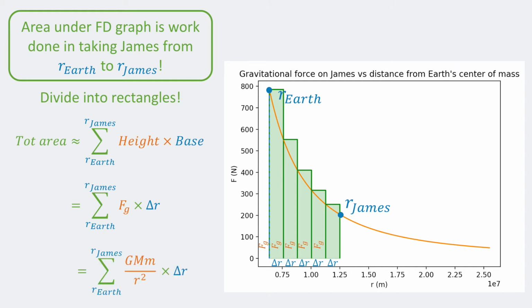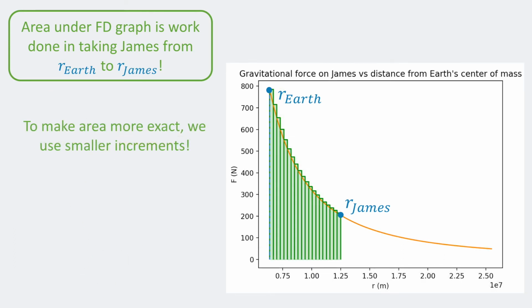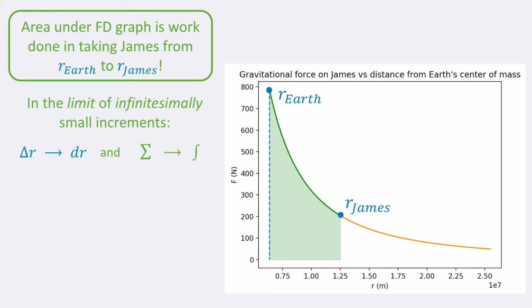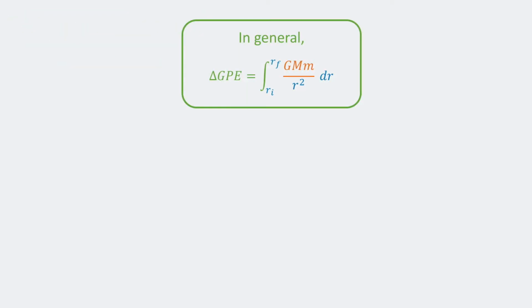How do we make this approximation even more precise? Well, we divide it into even smaller increments, more rectangles to sum up, and a smaller delta r. And in the limit of infinitesimally small increments, we write that delta r becomes dr, and the sum becomes an integral. So the total area approximation that we have becomes an integral. So in general what we have is that the change in gravitational potential energy is the integral of the gravitational force with respect to distance.